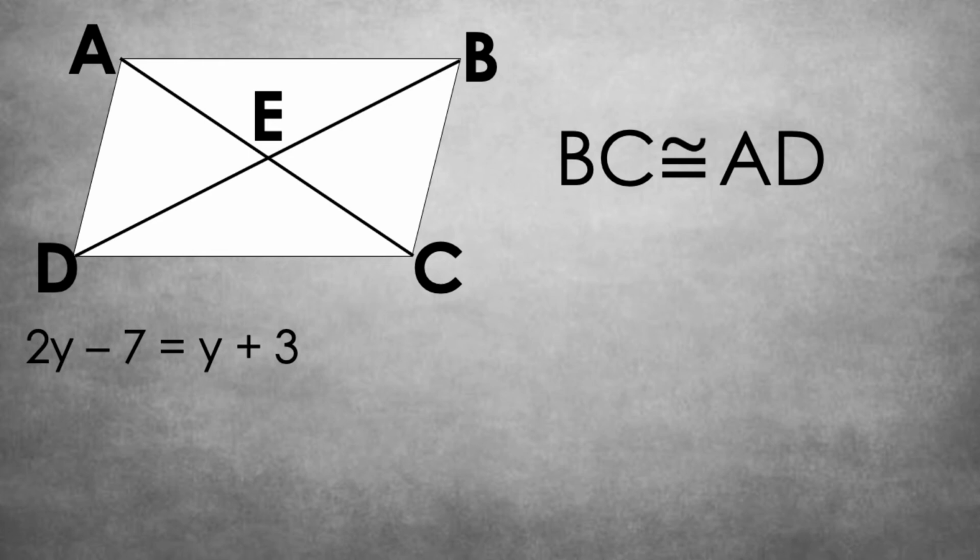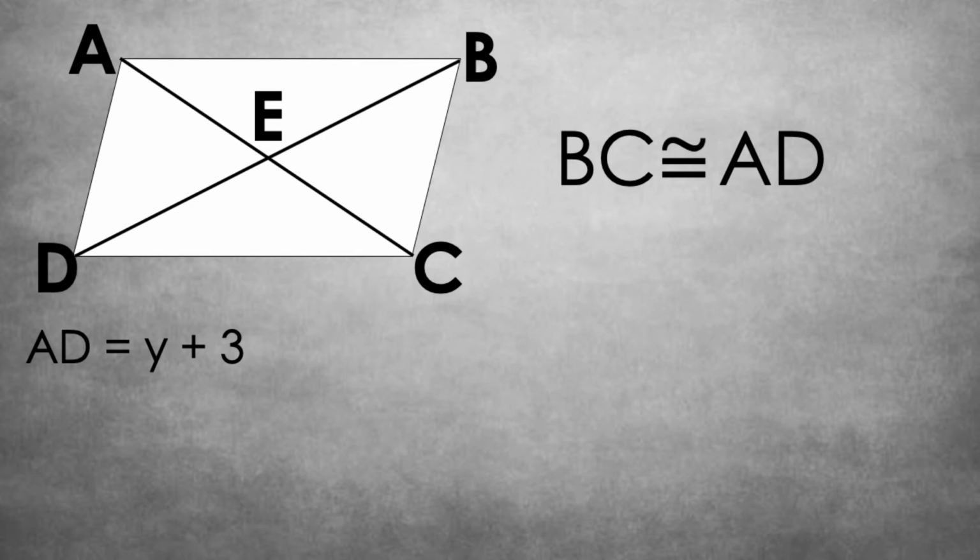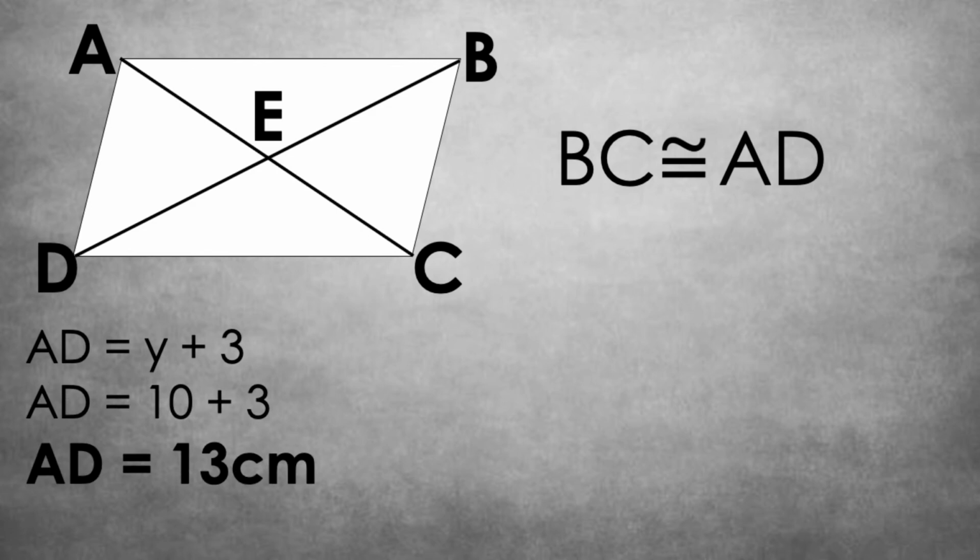Applying now the addition property of equality, we will obtain 2y minus y minus 7 plus 7 is equal to y minus y plus 3 plus 7. Therefore, we will obtain y is equal to 10. Since we already have the value of y, which is 10, we will substitute 10 to the given, which is y plus 3 centimeters. Then, we will obtain line segment AD is equal to 13 centimeters.